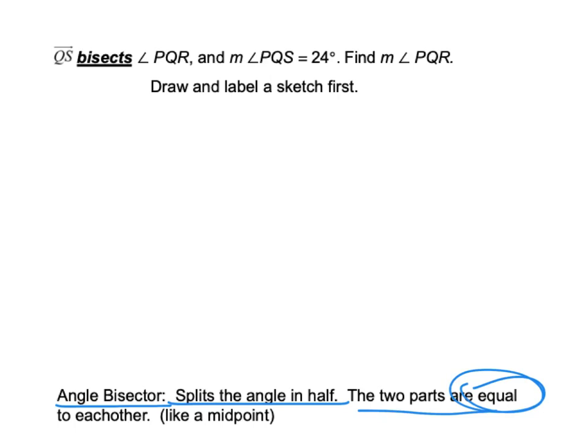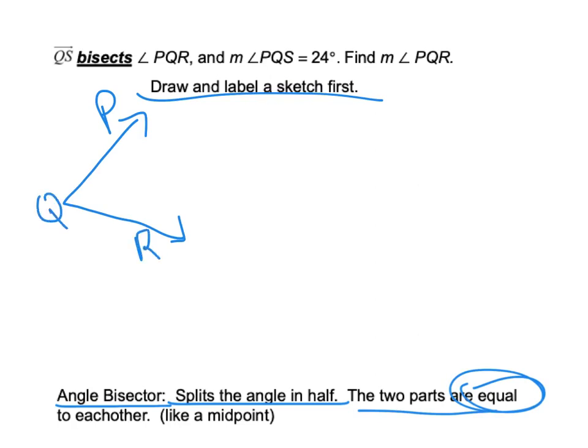Well, first thing we want to do is draw and label a sketch first. That always helps. So we have our big angle, and I don't know exactly how big it is, but I'm just going to draw it like that. We have PQR, and it says QS, so I have a ray coming out of here, QS bisects it. So we know that these two angles here, this angle and this angle, are going to be the same. They are going to equal each other.